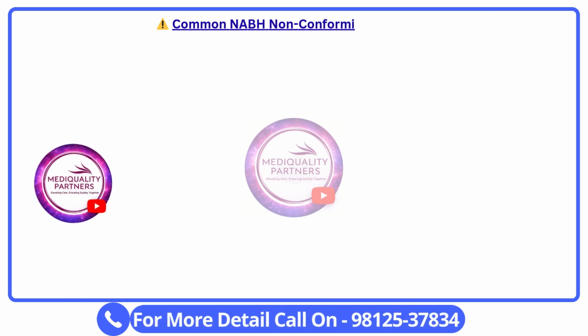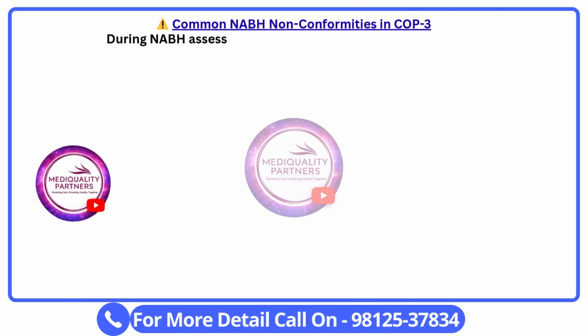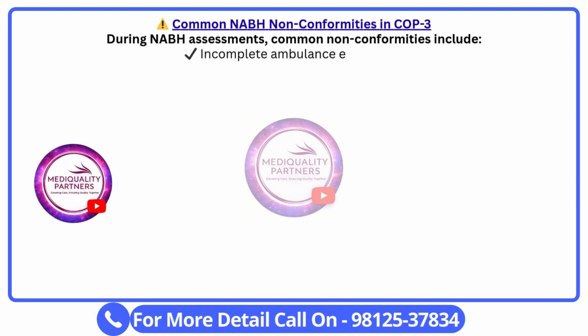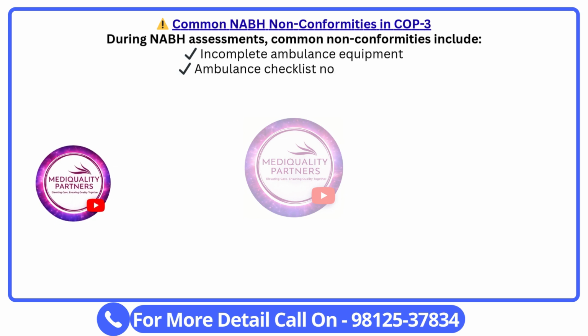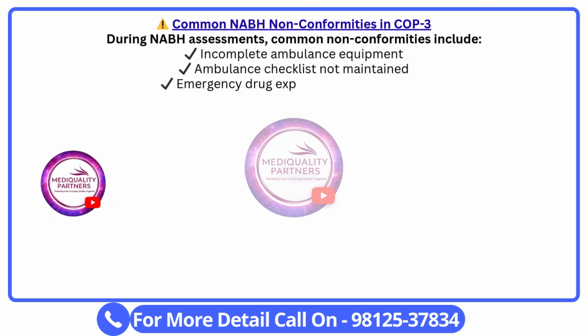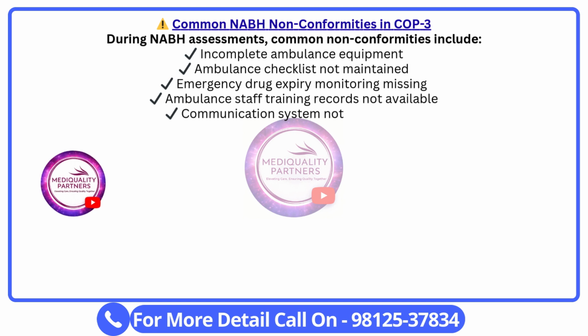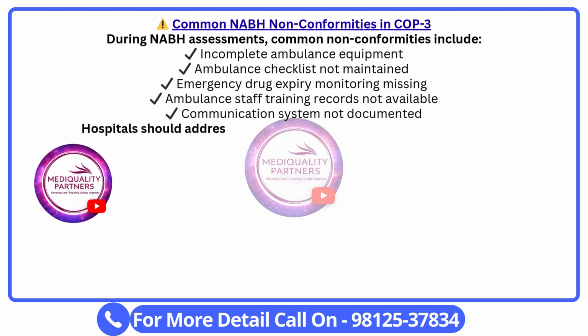Common NABH non-conformities in COP-3. During NABH assessments, common non-conformities include incomplete ambulance equipment, ambulance checklist not maintained, emergency drug expiry monitoring missing, ambulance staff training records not available, communication system not documented. Hospitals should address these gaps to avoid assessment observations.